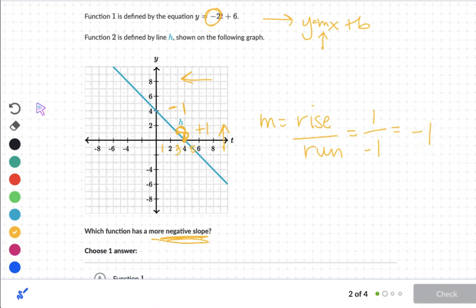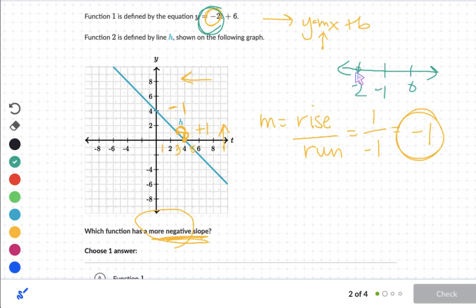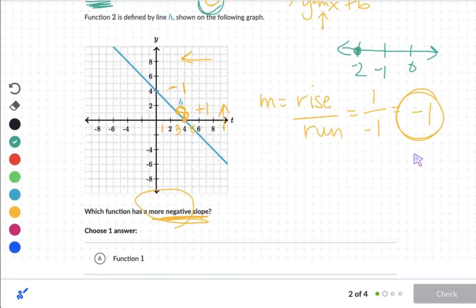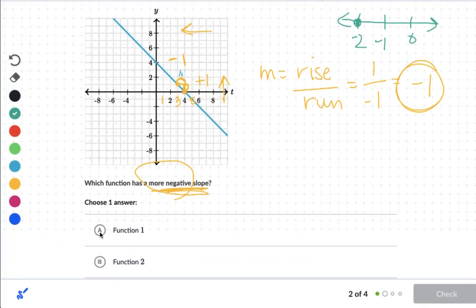So we're comparing negative 1 to negative 2. Which function has a more negative slope? The one that's more negative would be negative 2, because it's more on the negative side. If we look at a number line, negative 2 is more on the negative side compared to negative 1. Negative 1 is one space closer to the positive side. So this answer should be function 1, because its slope is negative 2, more negative compared to negative 1. So function 1 should be your answer.